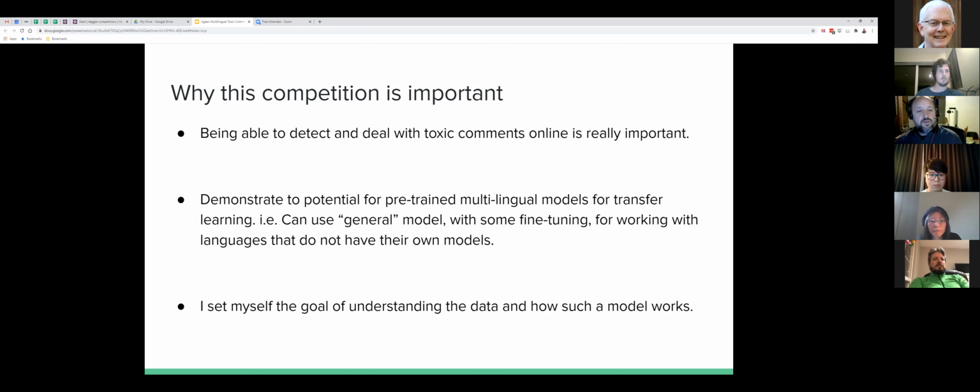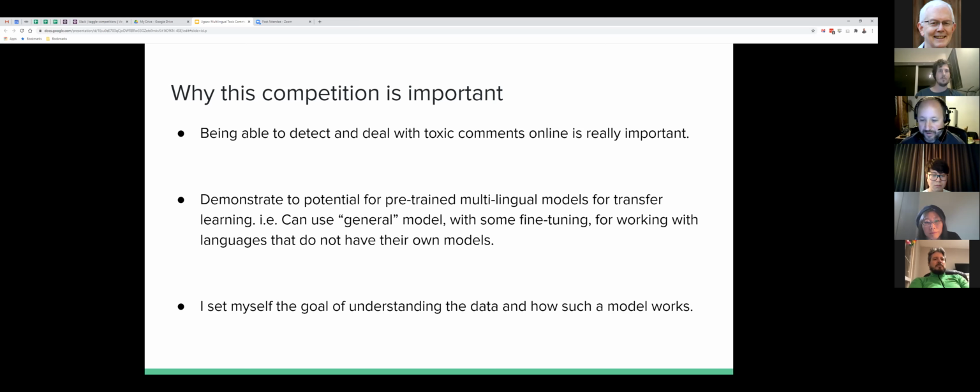So why is this competition really important? Obviously, being able to detect and deal with toxic comments online is really important for the reasons that I mentioned before, but it is also really interesting and really cool to demonstrate the potential for such a pre-trained multilingual model for transfer learning. You just make some massive model and then just use it for everything, or lots of different things.